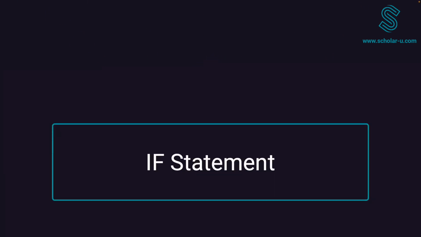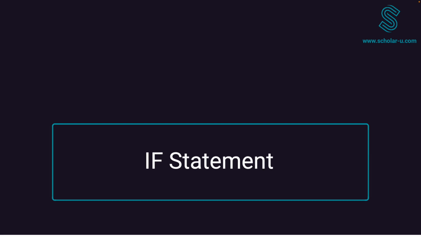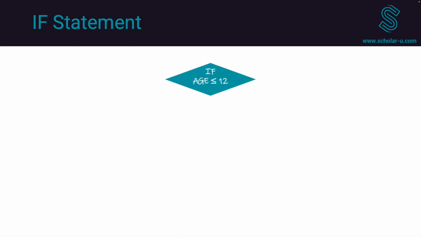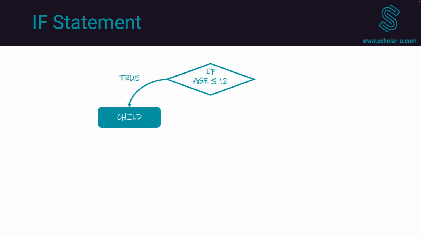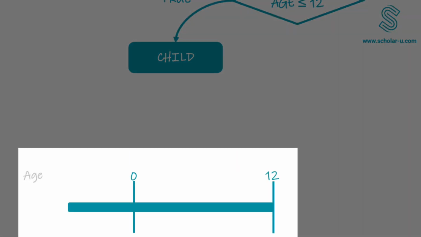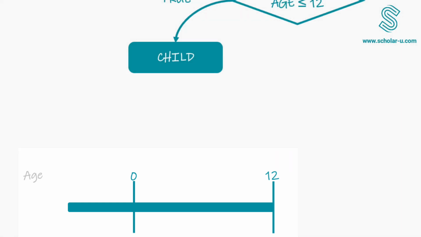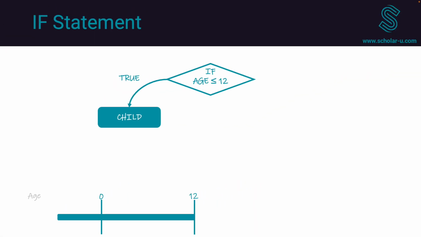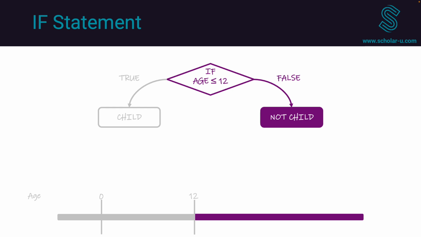Let's illustrate the concept of the if statement with an example. Imagine we want to classify individuals as either children or not children based on their age. We define a child as someone aged 12 or younger, so we'll check if a person's age is less than or equal to 12. If it is, we'll label them as child. In the timeline below, we've depicted various ages, highlighting those who meet the child criteria in blue. Anyone not meeting this criterion will be labeled as not child, depicted in purple.